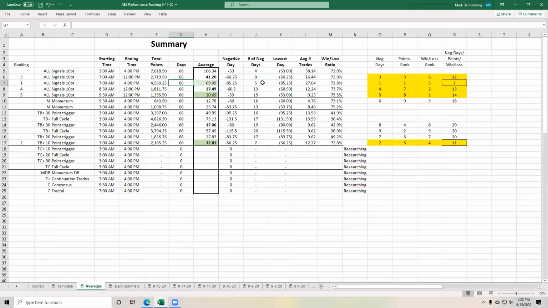That's a really strong number in my opinion. That's the best overall ranking. That also happens to be the best overall ranking in terms of point production, averaging 69 points a day at $20 a point per contract. And then the win-loss ratio is 72.8%, which means basically we're winning on 72.8% of all of the trades we place.